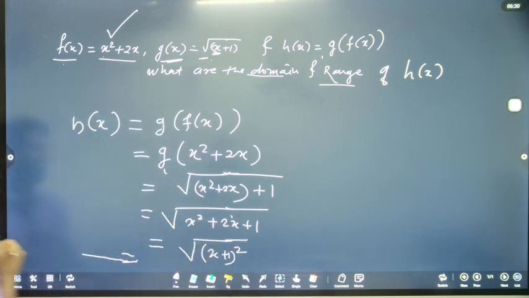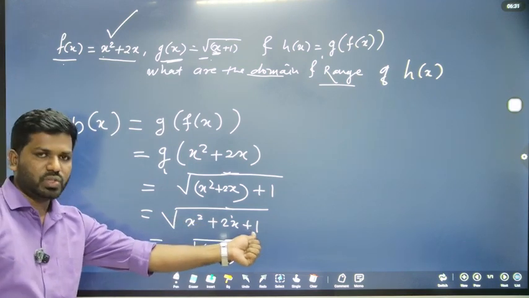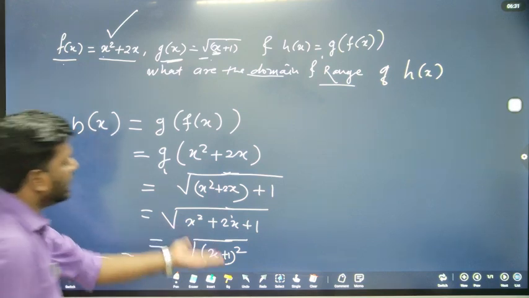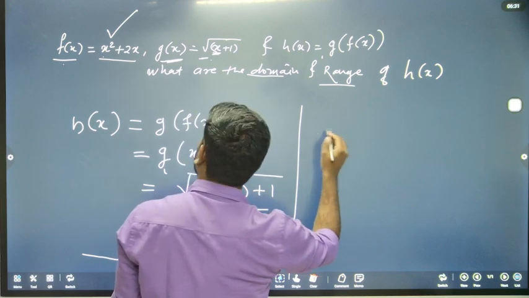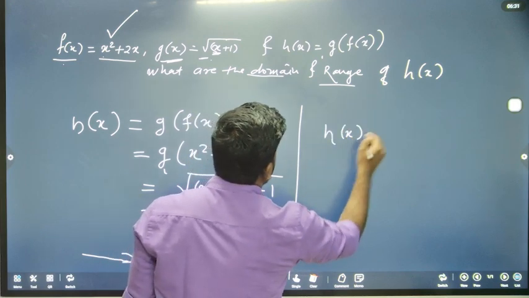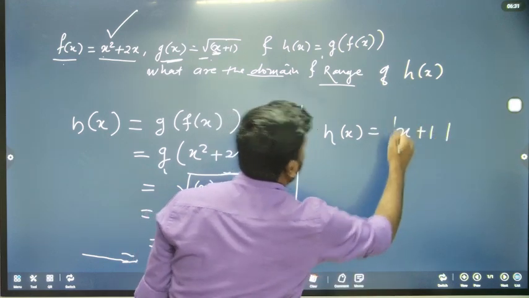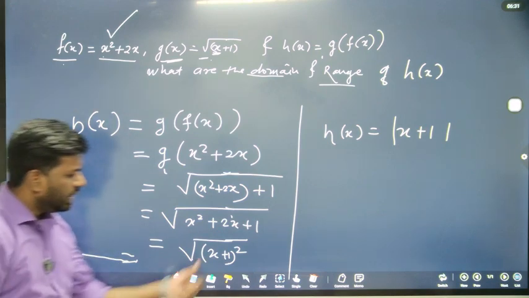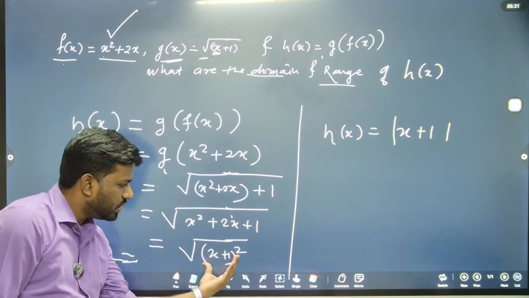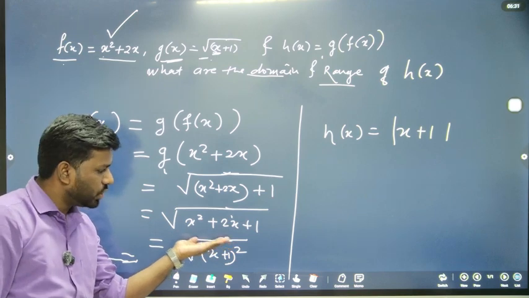This is the bracket of x plus 1 whole square, which will give you a quadratic equation of x square plus 2x plus 1. Now we can clearly see this root and square root will be cancelled out, square and square root. So you will get h of x is equal to x plus 1 under mod. Now why mod? We need to understand this is square function overall under which the root function is also working, right?